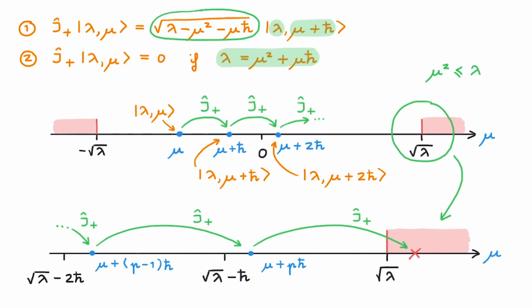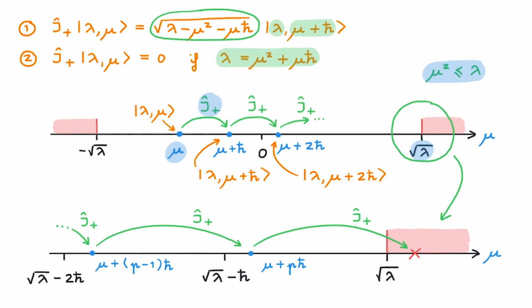So what does this mean? If we pick mu at random, like we did here, and we apply j plus enough times, then we will always eventually get past square root of lambda, violating this condition that we have up here. As this is not possible, this means that the mu that we started with is in fact not an allowed value of mu, because we've just seen that it eventually leads to a violation of the upper bound.